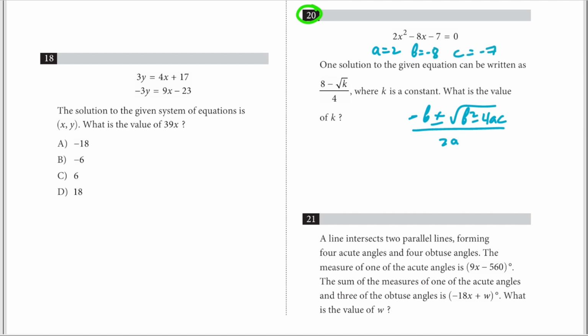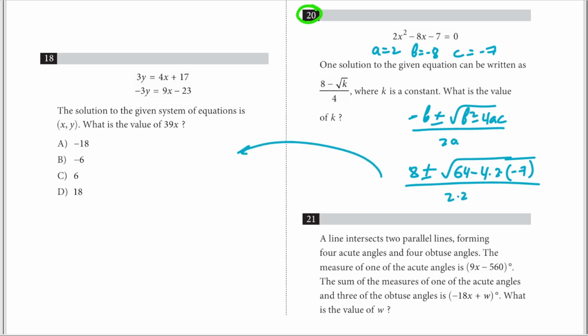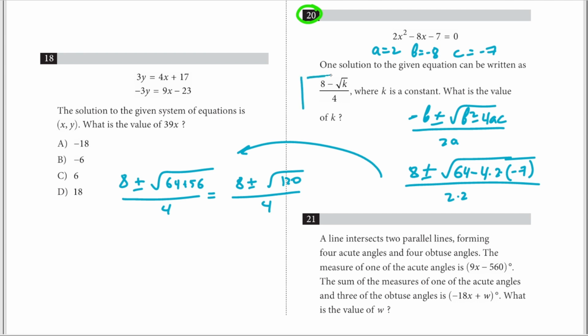So now, if you just apply the quadratic formula, we're going to get minus b, so it's minus negative 8, so it's 8 plus minus square root of negative 8 squared is 64, minus 4 times 2 times negative 7, over 2a, so over 2 times 2. Now let me finish it here. So we have 8 plus minus square root of 64 plus 56 over 4, which is equal to 8 plus minus root of 120 over 4. And then from here, if we compare these two forms together, we'll see that k is easily equal to 120, and that's the answer.